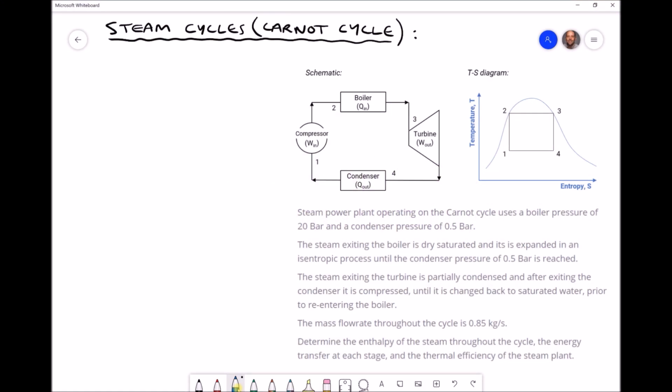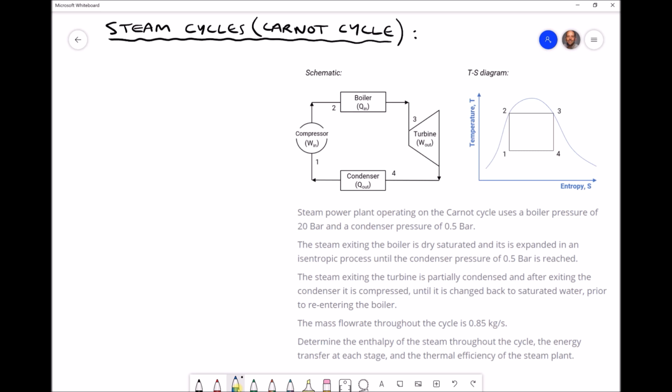In this video tutorial, we're going to be analysing a steam power plant operating on the Carnot cycle. On the screen in the top right hand corner, first of all, we have our schematic diagram of the plant equipment that's included in the Carnot cycle, and we also have a temperature entropy diagram to represent this cycle.